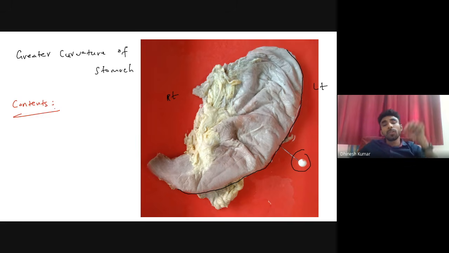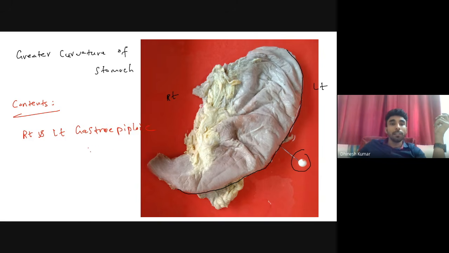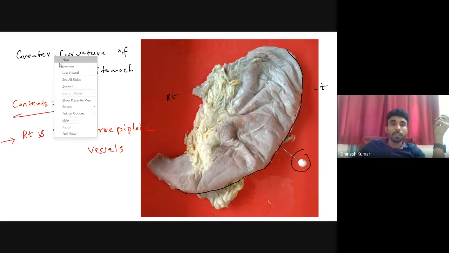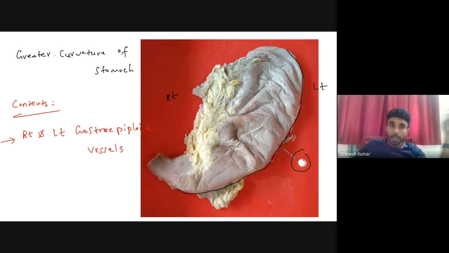The greater curvature of stomach gives attachment to one peritoneal fold called the greater omentum, isn't it? So what are the contents of the greater omentum along the greater curvature of stomach? It contains right and left gastroepiploic vessels. Those are the contents of the greater omentum along the greater curvature of the stomach. Fine.